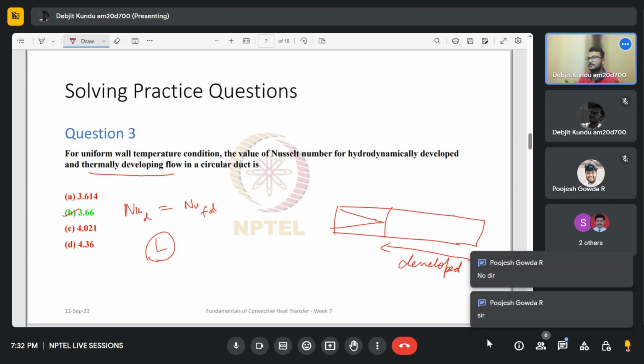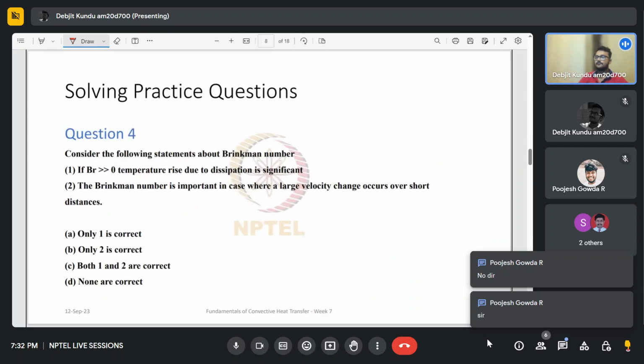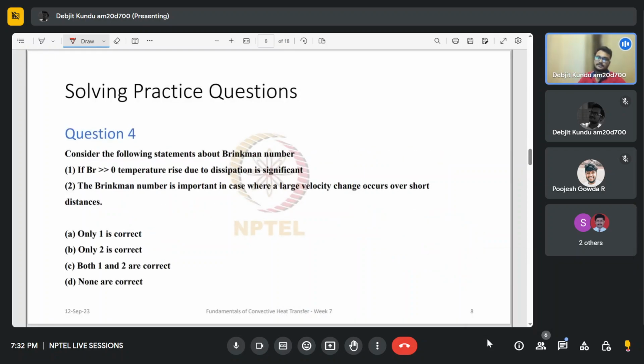All right. Okay. So we will keep moving on. We will move on to question number 4 now, which is asking us to consider the following statements about Brinkman number. There are two statements given below. Statement 1 says if Br much greater than 0, the temperature rise due to dissipation is significant. And statement 2 says that the Brinkman number is important in case where a large velocity change occurs over short distances.